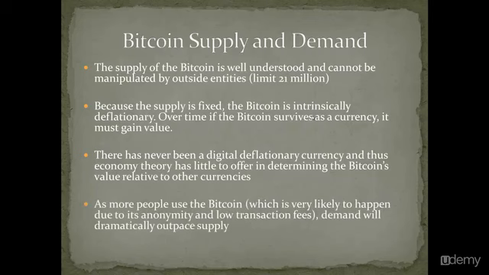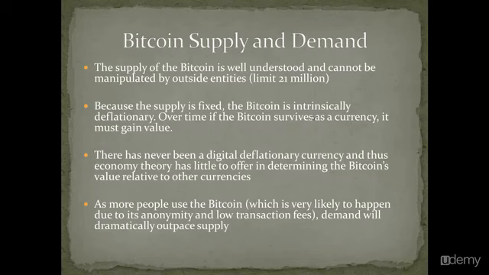Interestingly enough, as more people use the Bitcoin, which is very likely going to happen because of low transaction fees and anonymity, demand will dramatically outpace supply. That means if you are an early adopter of the Bitcoin, and people were buying them a few years back for 10 cents a piece, you probably are a millionaire today. That's just how it works when you're an early adopter of anything that takes off. Imagine if you were one of the first employees at Google or at Microsoft or at Apple. You'd be a very wealthy person today. And it's the same deal with the Bitcoin.